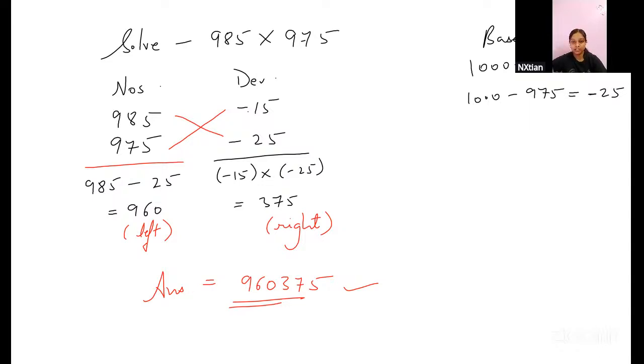How do we do with the negative deviations? Okay, it's simple. Just that you have to take the deviation in negative, and while we were adding before, you just have to subtract now. Okay, only that is the difference. Else the method is the same.